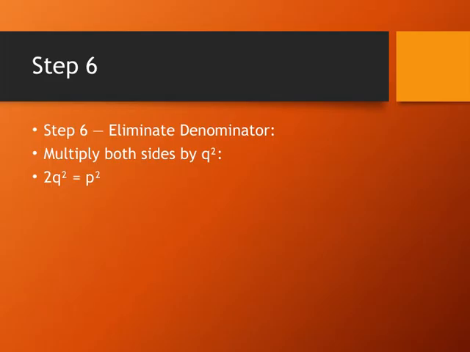All right, now we're at step 6, which is all about eliminating the denominator. To do this, we multiply both sides of the equation by q squared. By doing this, the equation transforms from a fraction to a whole number, making it easier to work with. So, multiplying both sides by q², we get 2q² equals p squared. This step is crucial because it helps us clear the fraction and set us up for the next steps in the proof. Remember, the key idea here is to manipulate the equation to have whole numbers on both sides, which simplifies the analysis moving forward.